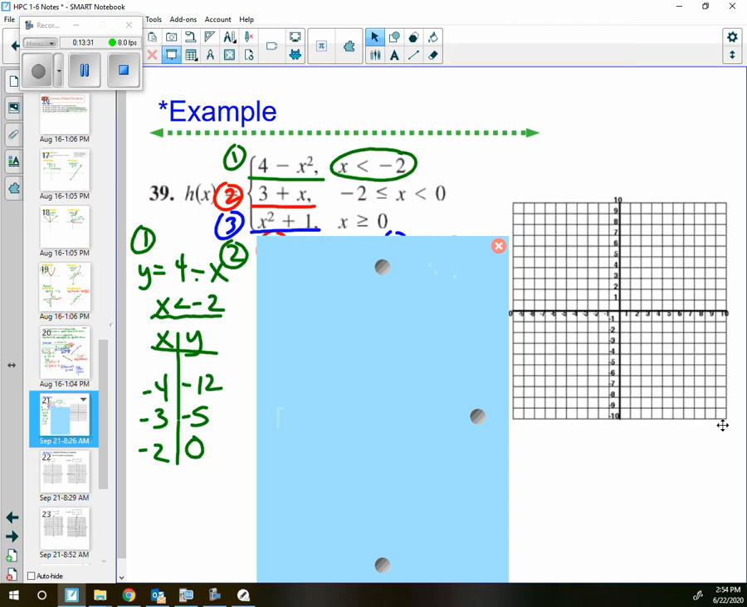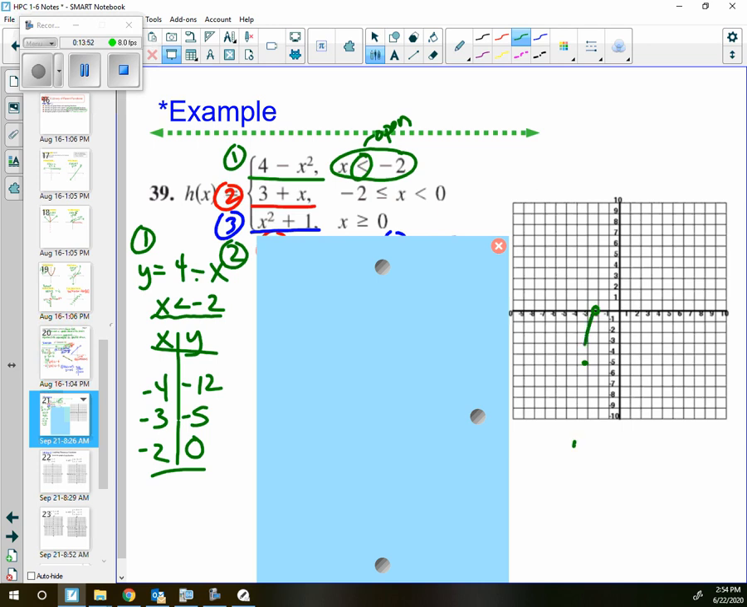All right, so let's go ahead and graph those points. Now, open or close? Well, if we look at this, it is less than. So that means it's open. It is not included. We need to put in -2. That's an important point, but it's going to be an open circle. So -2, 0 is open. -3, -5. And then we'd have -4, -12, which would be down there.